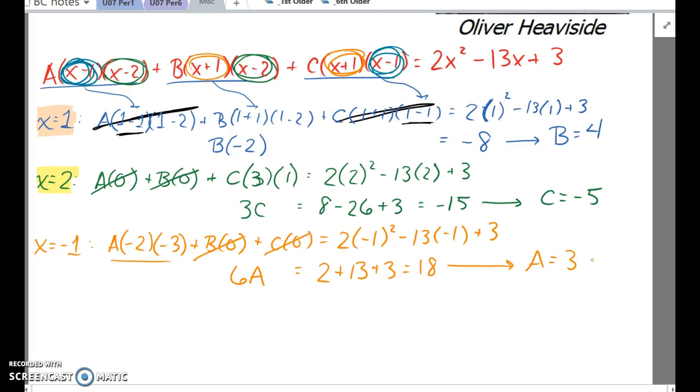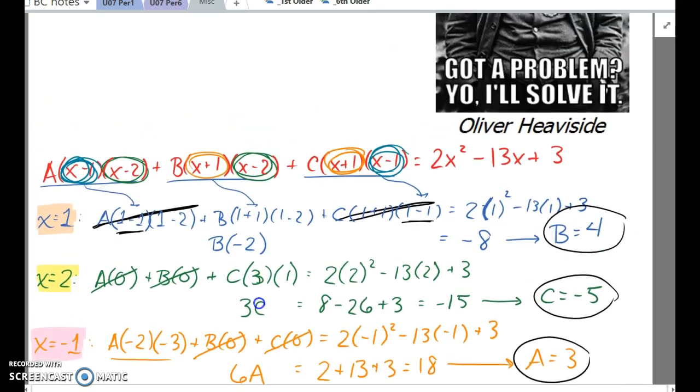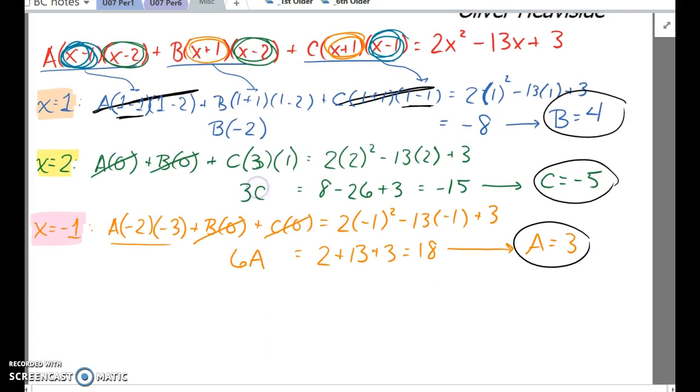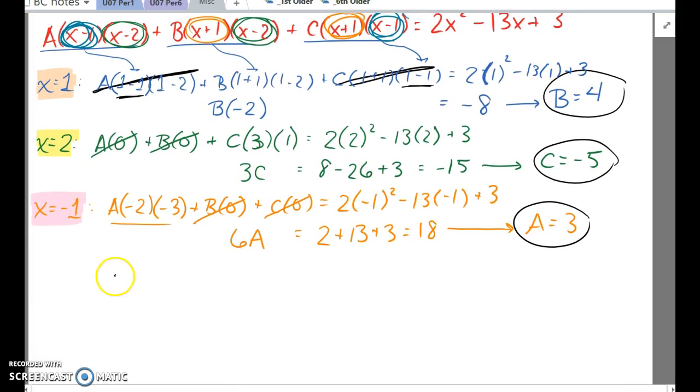Our final step here, we've done most of the hard work. In fact, we've done all of the hard work. We've plugged in 3 convenient values of x. We have found our 3 constants, a and b and c. So all we need to do is put those back in our original. On the previous screen, I wrote out what was going where, but as I recall, my a was over the x plus 1. My b was over the x minus 1, except now I know what b is. It is 4.